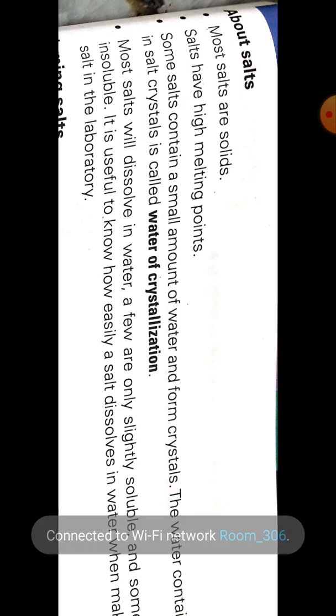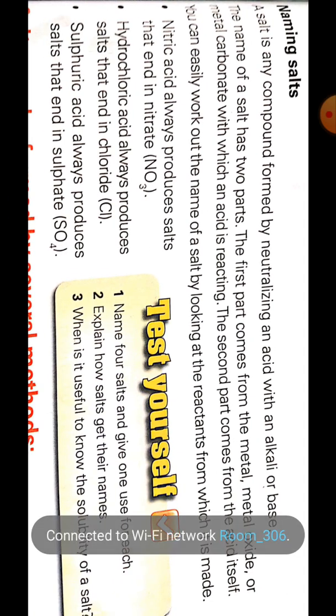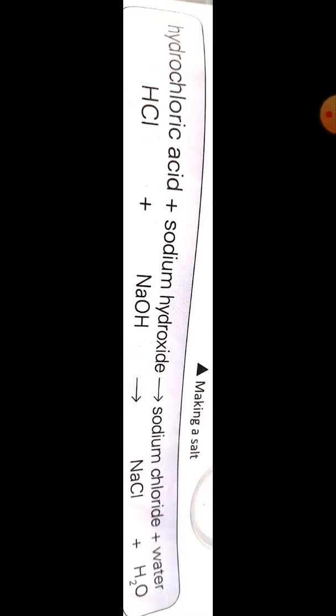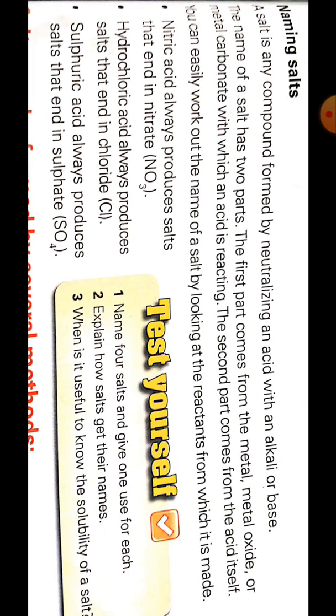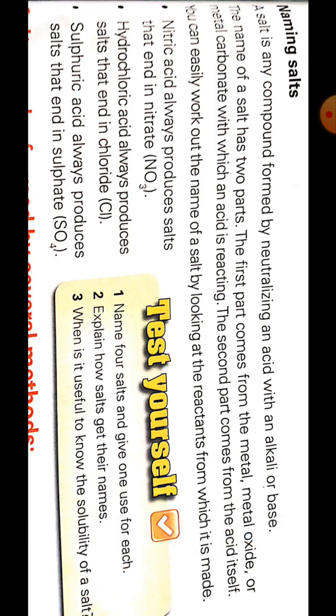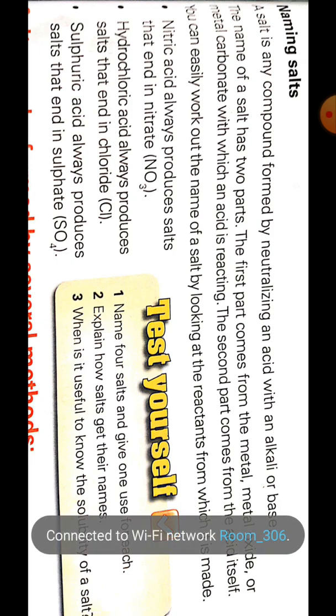Now let's see how we can name them. A salt is any compound formed by neutralizing an acid with an alkali. I told you that when acid reacts with alkali, they form salt and water. The name of a salt has two parts. The first part comes from the metal or metal oxide or metal carbonate with which an acid is reacting, and the second part comes from the acid itself.